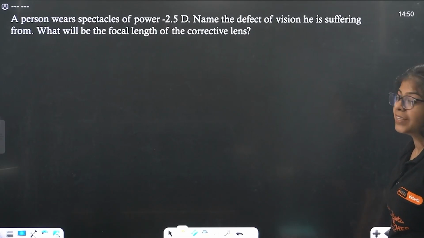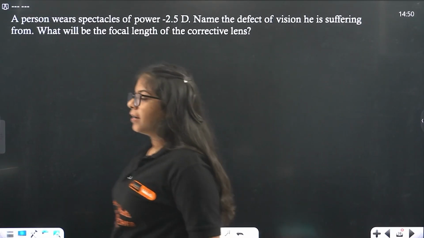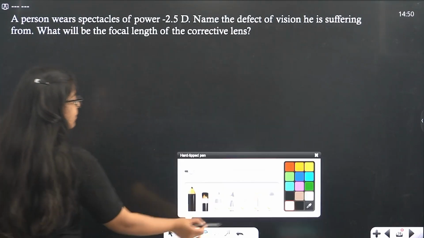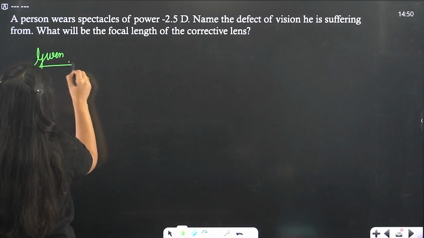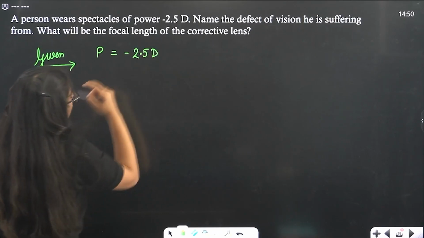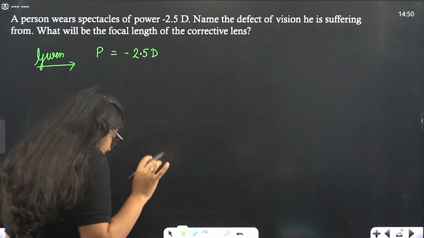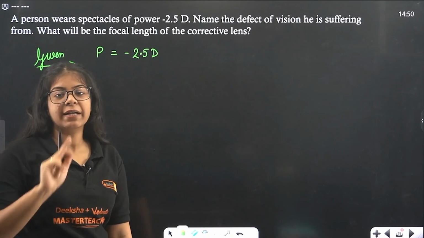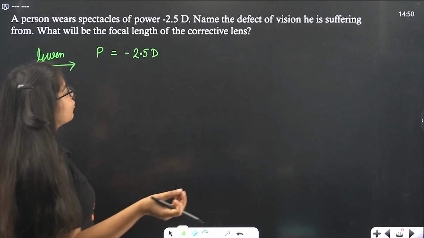A person wears spectacles of power minus 2.5 diopter. Again, what is given? The power is directly given to us. Power is minus 2.5 diopter. Name the defect of vision he is suffering from. Again, the same thing you have to follow and tell me which defect is this. Now, what will be the focal length of the corrective lens?